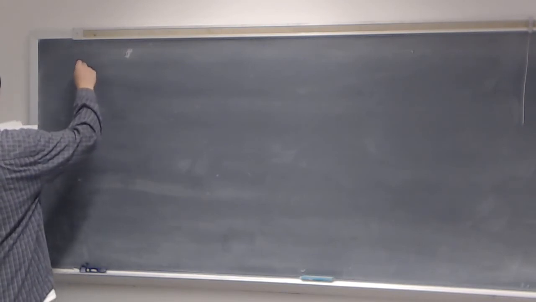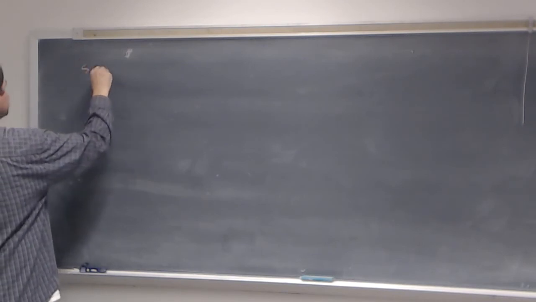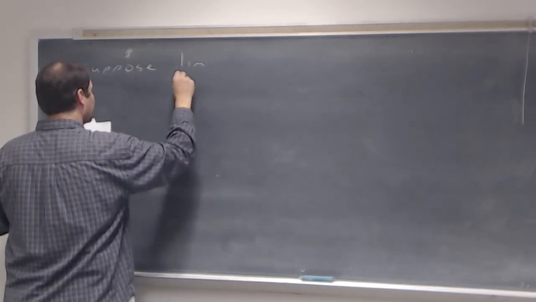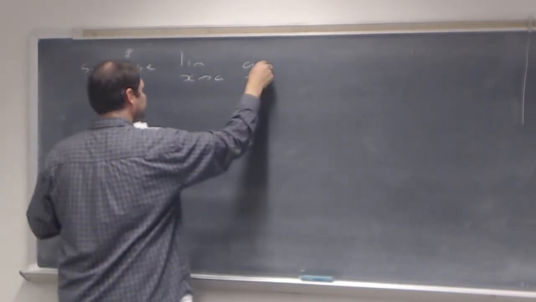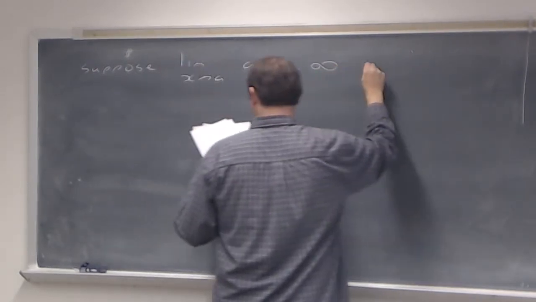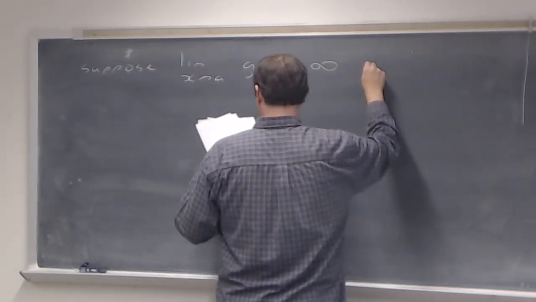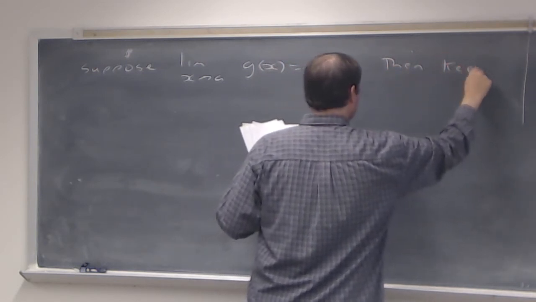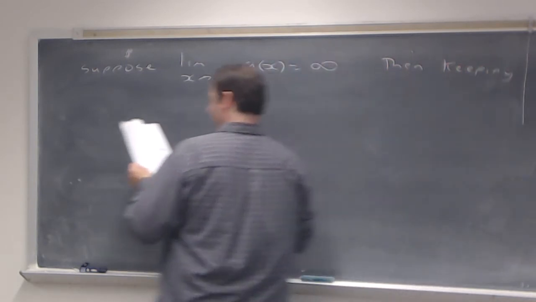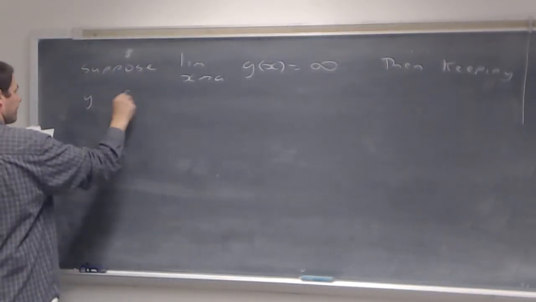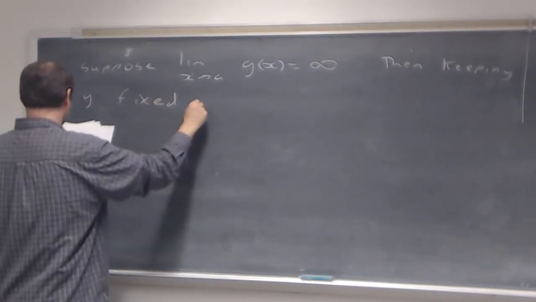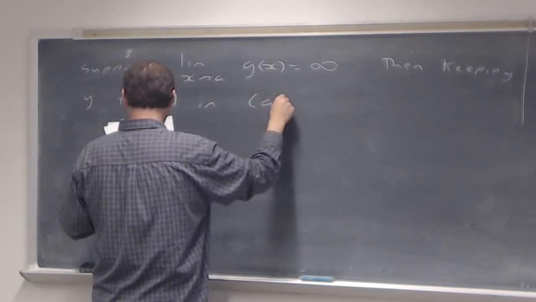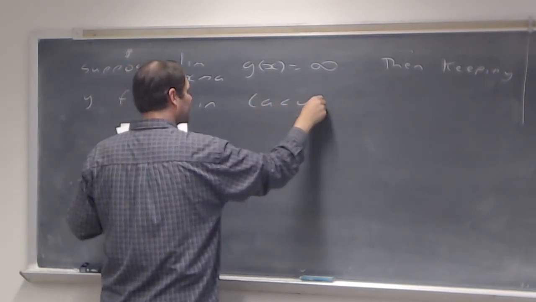So here, suppose the limit as x goes to a of g of x equals infinity. Then, as we had before, we keep y fixed in a less than y less than c.